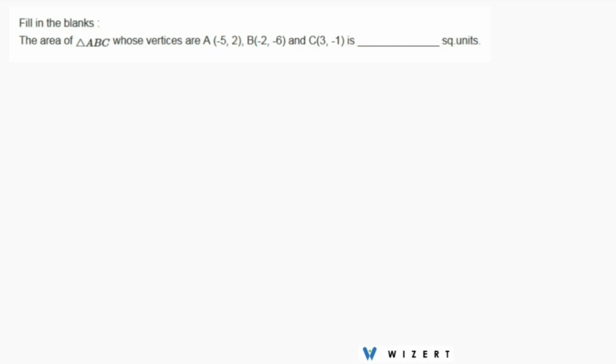We have this question here. Fill in the blanks. The area of triangle ABC whose vertices are A (-5, 2), B (-2, -6) and C (3, -1) is dash square units.